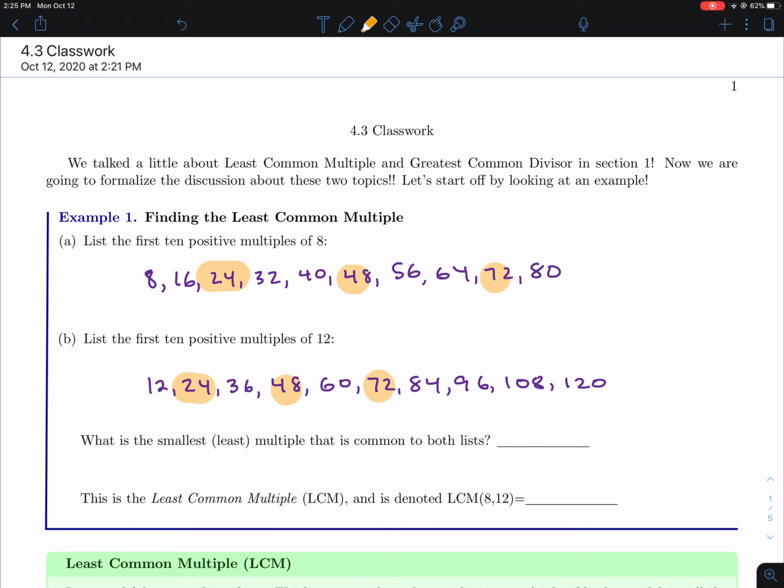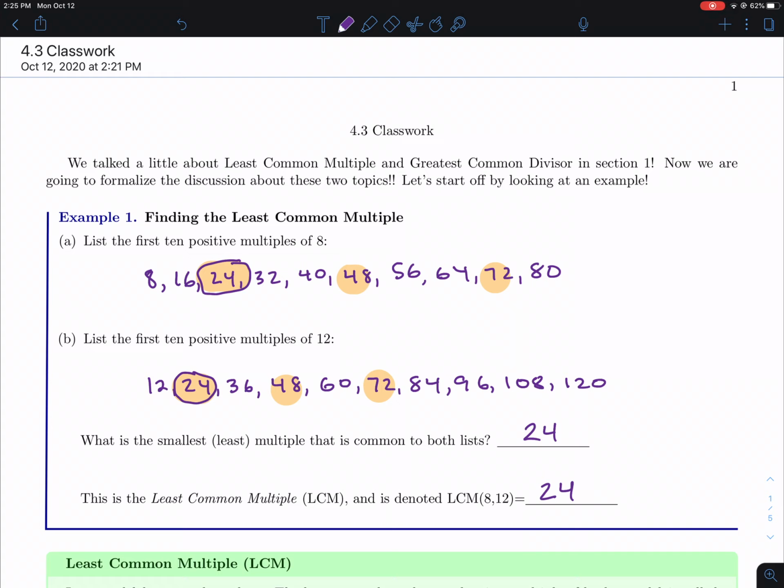So even though this list is relatively small, we've got 3 common multiples that they have in common just from what we can see. But since we're looking for the least common multiple, we want to choose the smallest one on both of the lists. So the smallest common multiple on both lists would be 24. So our least common multiple in this case would be 24.